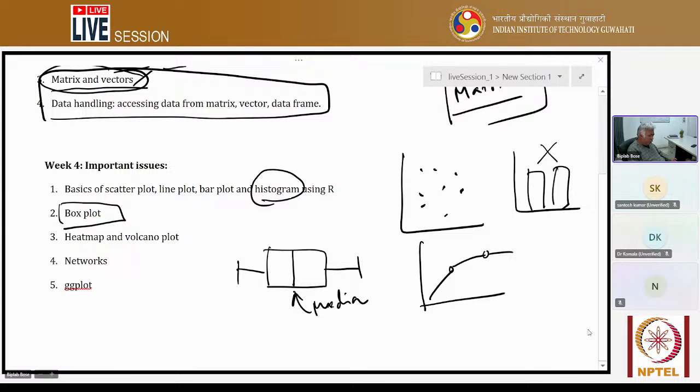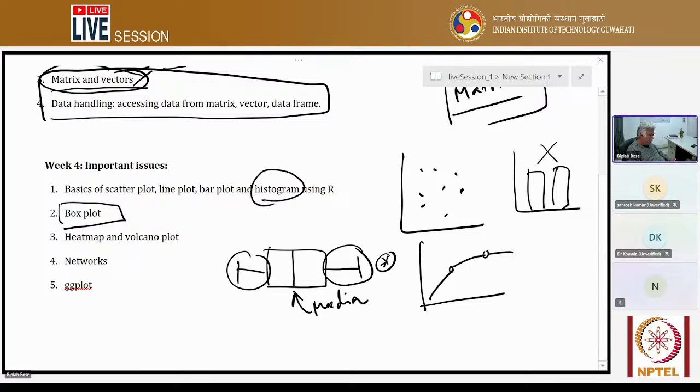But what are these whiskers? And then there can be outliers. What is an outlier? These are related to the median and interquartile range. All these things we have discussed in a lecture in week 4. Please pay attention to that, right? And you should be able to answer questions related to that also.